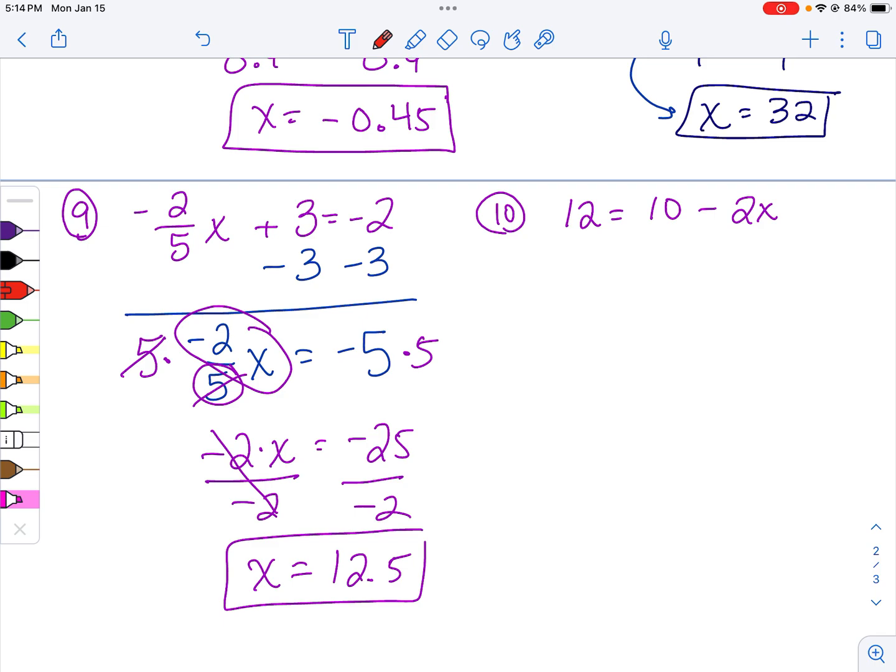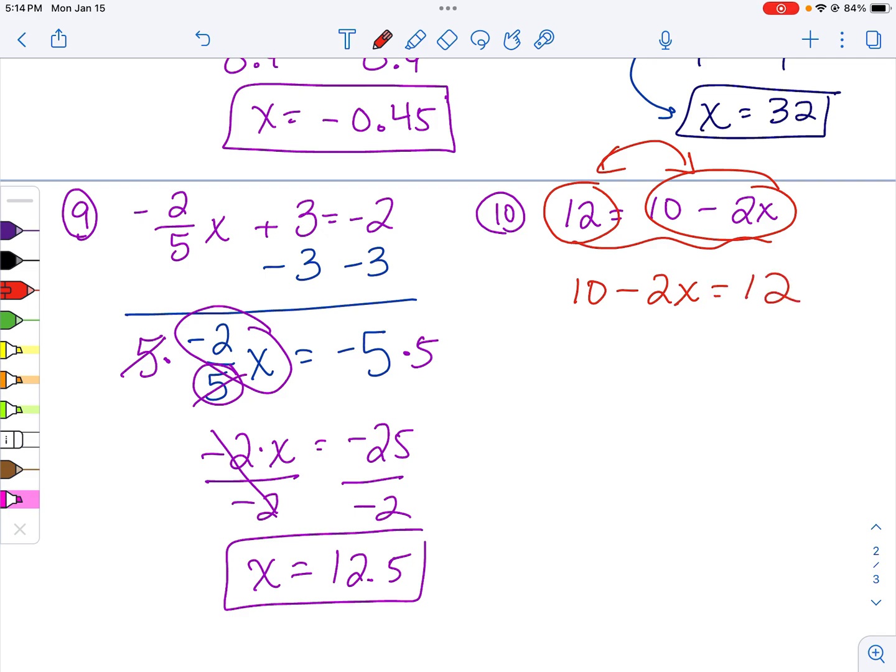All right, last example for today. Again, I don't like the way that this is written, so I'm going to take these two sides and I'm going to switch them. So I'm going to do 10 minus 2x equals 12. Now, this one's written a little bit differently, so we've got to be really careful. Remember, our whole goal is to get the minus 2x by itself. We want to get x by itself, but first we've got to get the negative 2x or the minus 2x by itself.